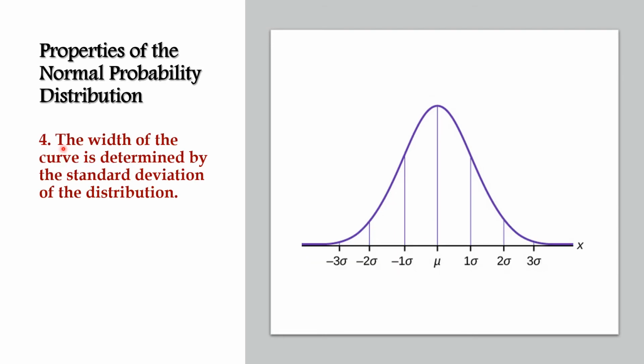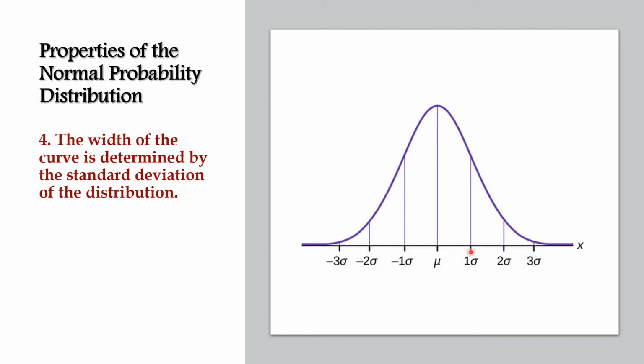Okay, the fourth property is that the width of the curve is determined by the standard deviation of the distribution. So in our previous lesson, I told you that standard deviation determines the distance of a variable from the mean. So here on the curve, we have the mean at the center.